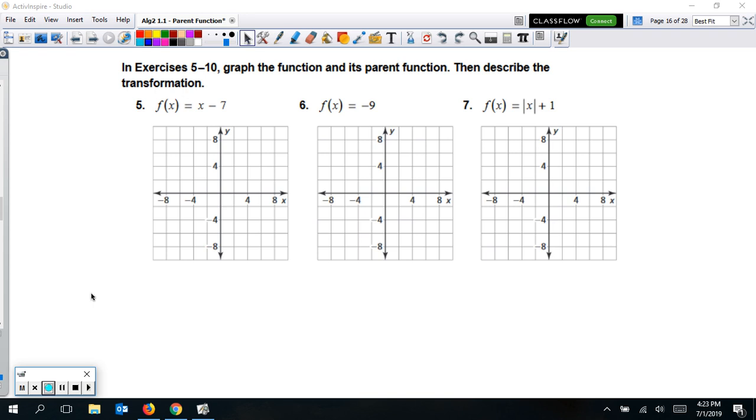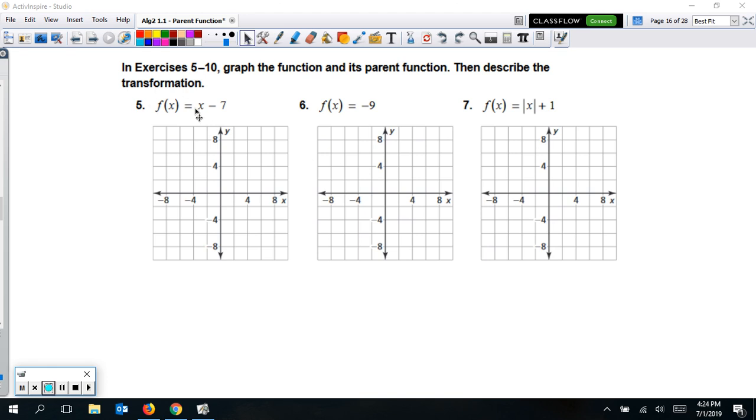So for number 5, this is a linear function. So we want to make sure we understand what these are here. So we have 5 is linear. 6, you can see, it's just y equaling a number, that's a constant. And then number 7 has an absolute value around the x, that's an absolute value function. And so we know what they're going to look like. This is going to be a V shape, this is going to be a straight line, and this is going to be a horizontal flat line on number 6.